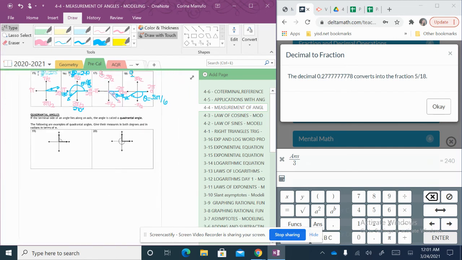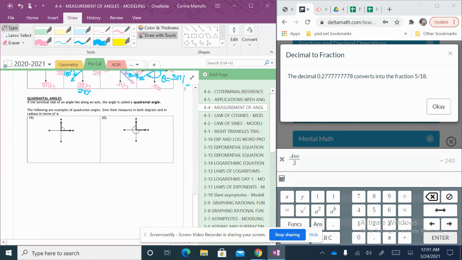So, quadrantal angles: if the terminal side of an angle lies along an axis, this angle is called a quadrantal angle. The following are examples of quadrantal angles. Give the measures in both degrees and in radians. So if they tell you 90 degrees, this is considered 90 degrees from here to here. Now, if we went in the opposite direction, it's also considered negative 270. Same angle, same location. That's why it's important that you put the... well, you know what? It might be that the positive angle is the definition. Yeah, let's just erase that.